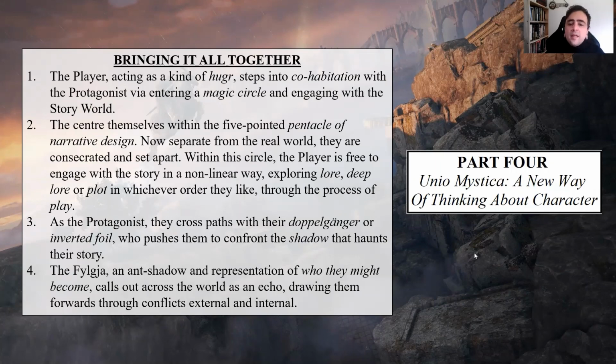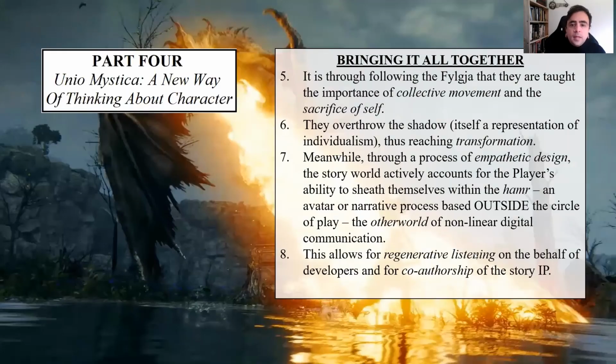As the protagonist, they cross paths with their doppelganger or inverted foil who pushes them to confront the shadow that haunts their story. The Folklore, an anti-shadow and representation of who they might become, calls out across the world as an echo, drawing them forward through conflicts external and internal. So it is through following the Folklore that they are taught the importance of collective movement and the sacrifice of self. They overthrow the shadow, which is itself a representation of individualism, thus reaching transformation.